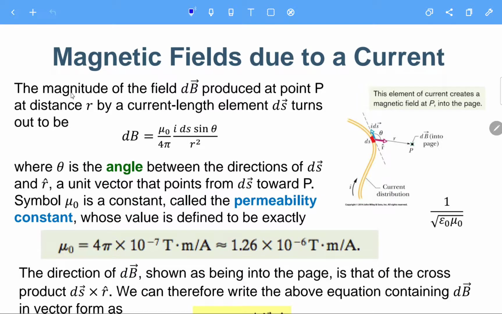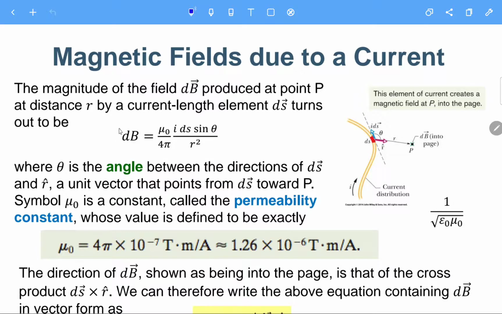So dB is the B field generated at the point P by this small segment. And if you would like to determine the overall B field generated by this wire, then you need to integrate ds over the whole wire. But at least we first need to know how large dB is, referring to this small segment ds. So it is expressed like this.